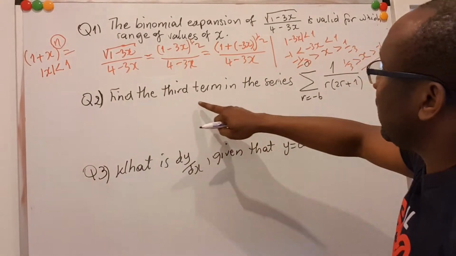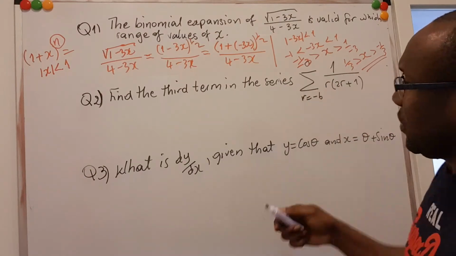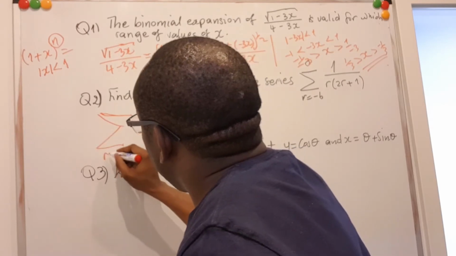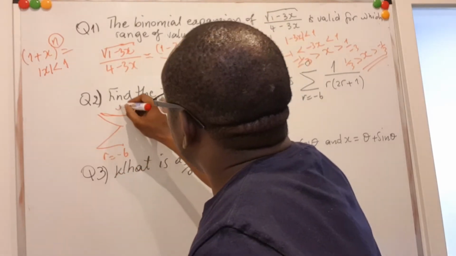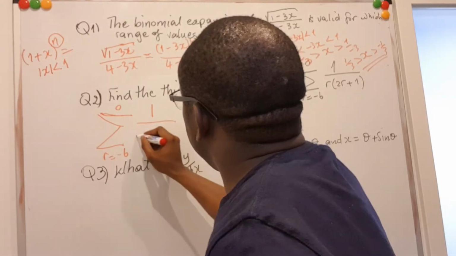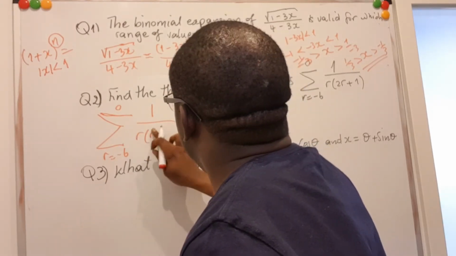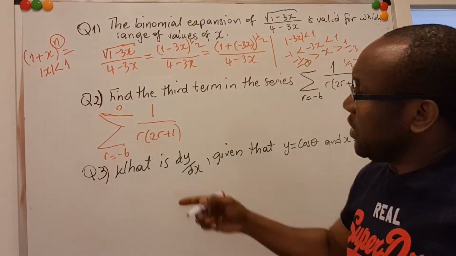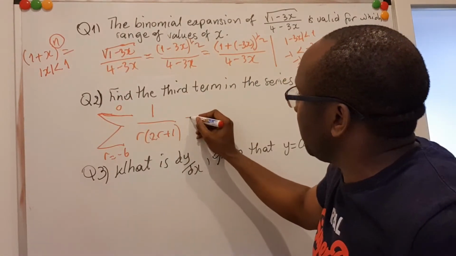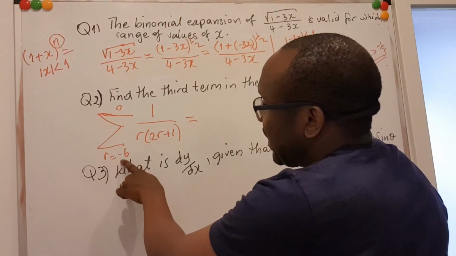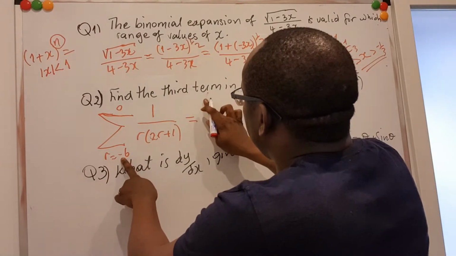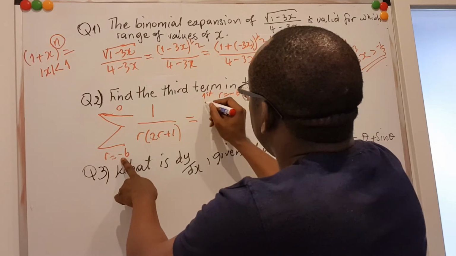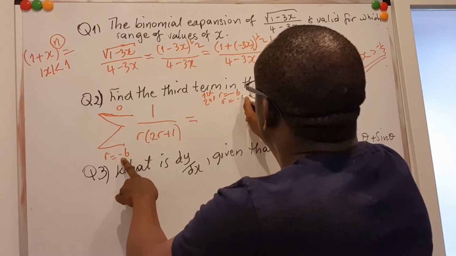The next question says, find the third term in the series. So let me rewrite my series here. The summation of r from minus 6 to 0 of 1 divided by r into r plus 1. This series expansion, if you try to write it out, you see the first term is when r is equal to minus 6. First term, r is equal to minus 6. Second term, r is equal to minus 5.